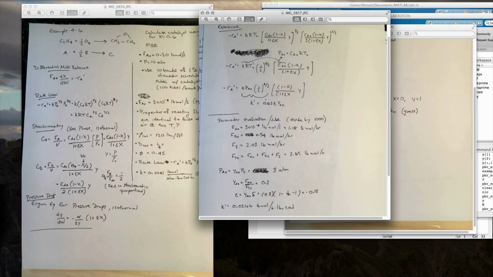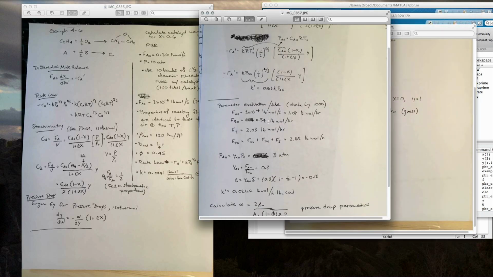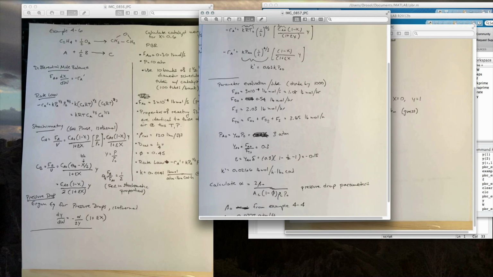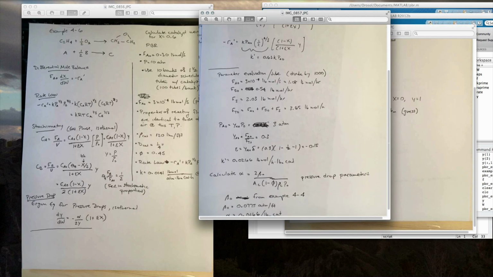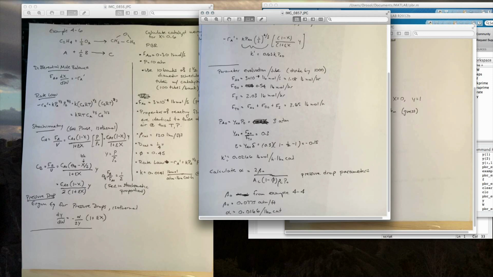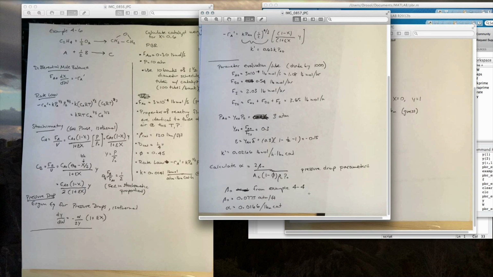Oh, actually there's more on this page. So then we need to calculate the pressure drop parameters, and I didn't go through this in detail because it's basically just plug and chug once you have the equations. So you should go look at example 4-6, and then they calculated an example 4-4. So you can look at example 4-4 to see how this was calculated.